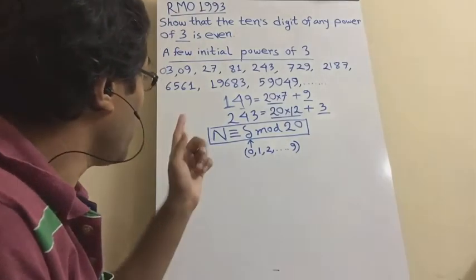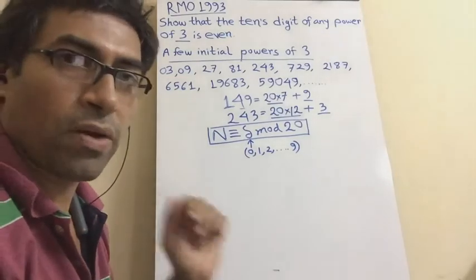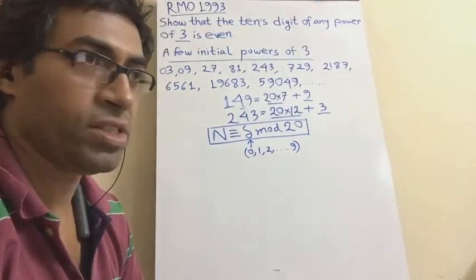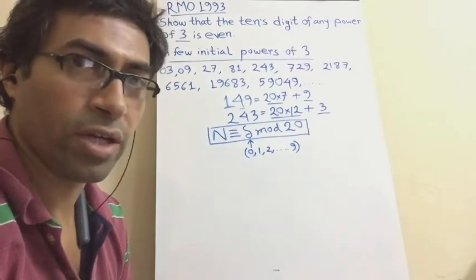Now let us come back to these powers of 3. For the first two powers of 3, we have settled the case. We have assumed 3 to be 03 and 9 to be 09, and 0 is an even digit, so we are good there.